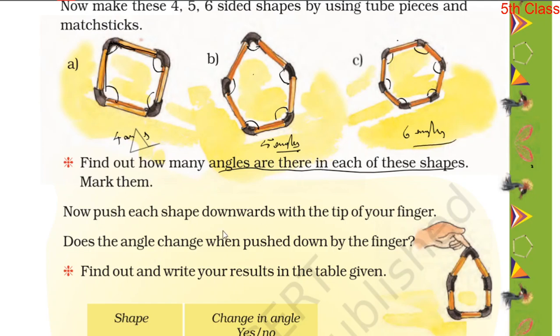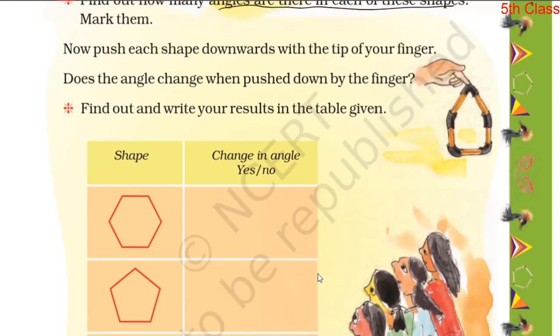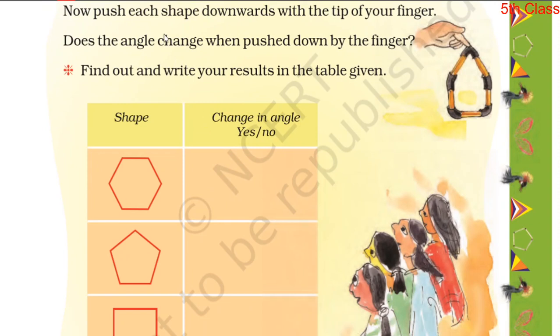Now push each shape downwards with the tip of your finger. Suppose you push towards this direction, what happens? Does the angle change when pushed down by the finger? Obviously, yes, the angle will change. Now find out and write your results in the table given.